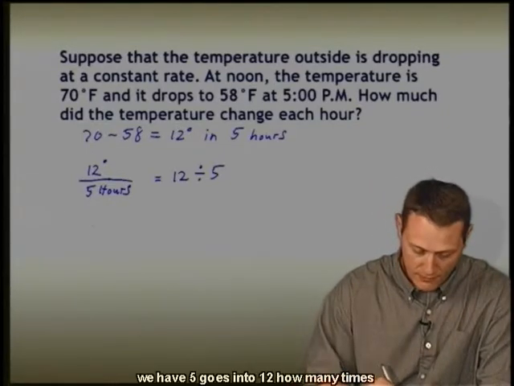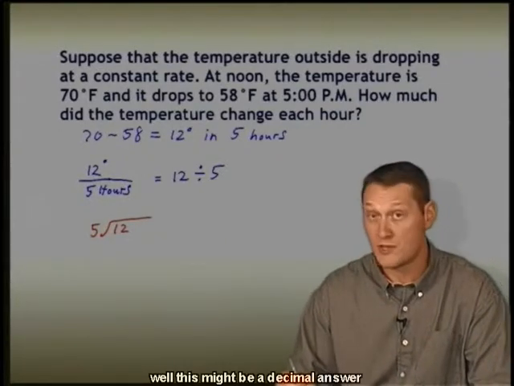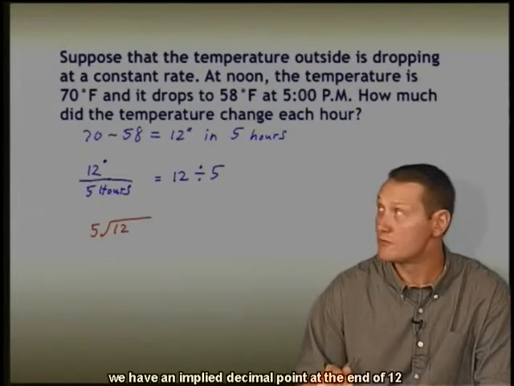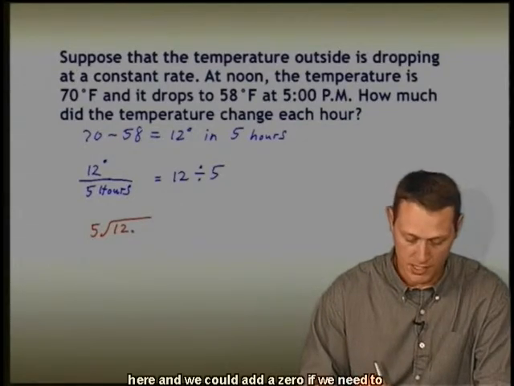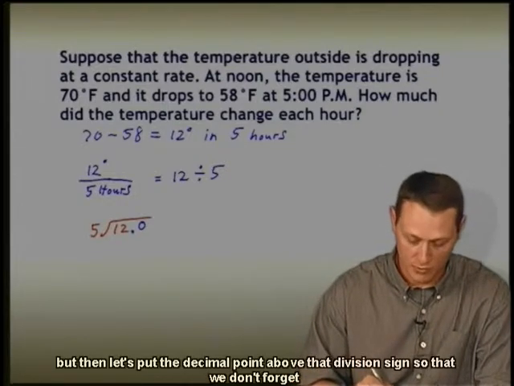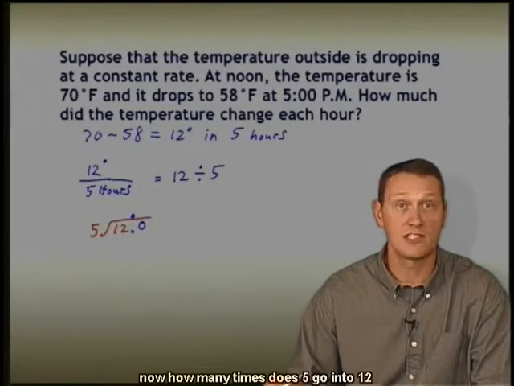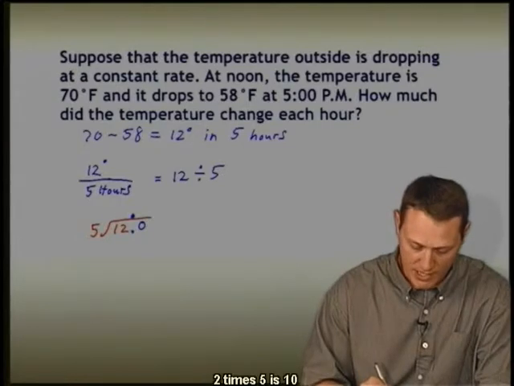We have 5 goes into 12 how many times? Well, this might be a decimal answer. So let's go ahead and write down the decimal point. We have an implied decimal point at the end of 12 here, and we can add a 0 if we need to. But then let's put the decimal point above that division sign so that we don't forget it. Now, how many times does 5 go into 12? It's twice. So we write that down.